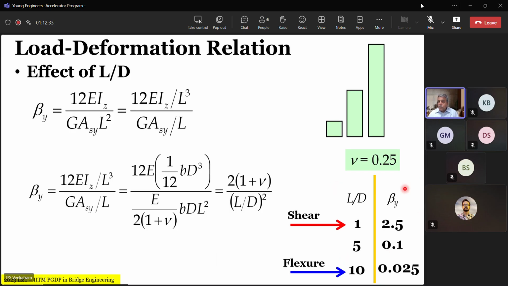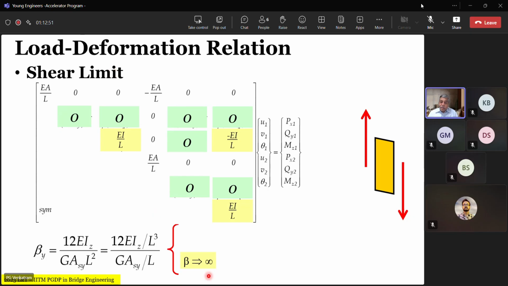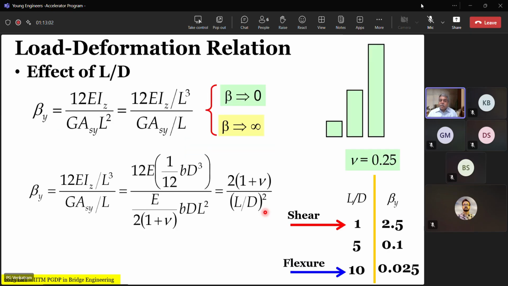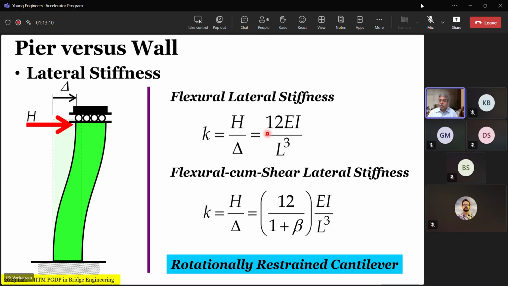So you must have a good idea in what range you should treat your L by D when you are discretizing. This whole thing was only to explain to you the importance and effectiveness of the L by D in determining the beta y value. And in the previous thing, we have said that if the beta y becomes very large, the matrix tends towards ill conditioning. And once it goes towards ill conditioning, your results are unreliable. Okay. So you can see that this can be towards infinity or towards 0, and you should have a good choice as to where you want to fit it in.